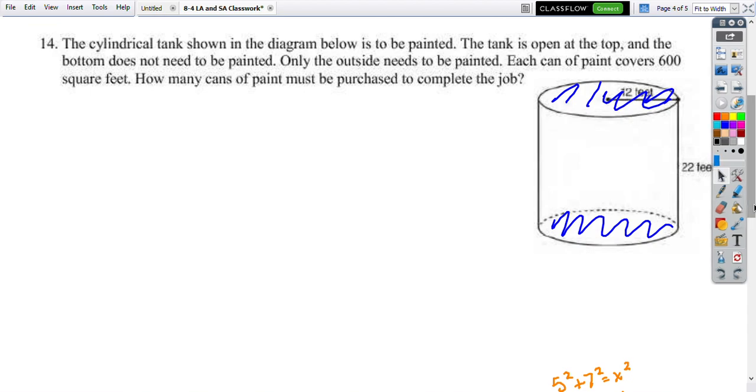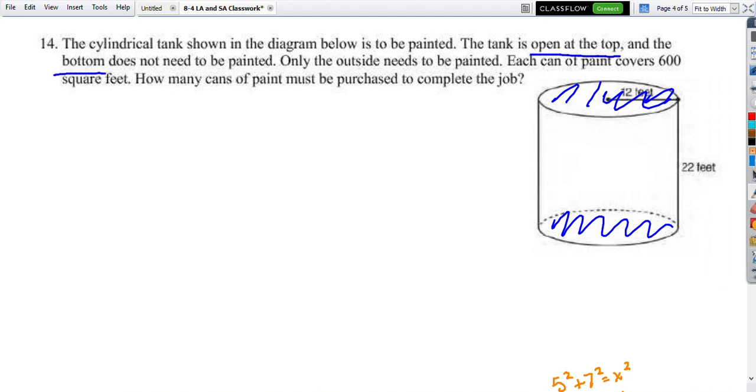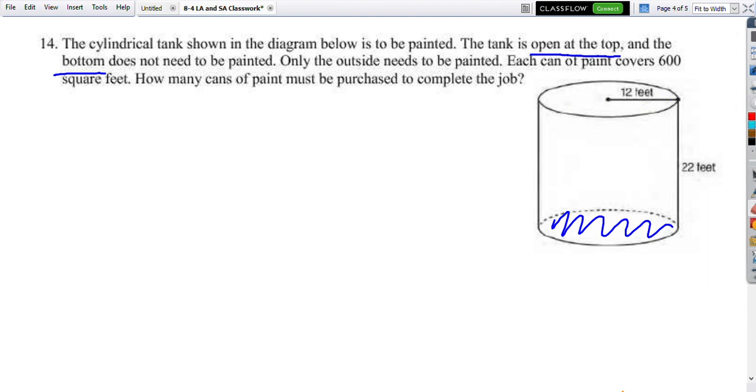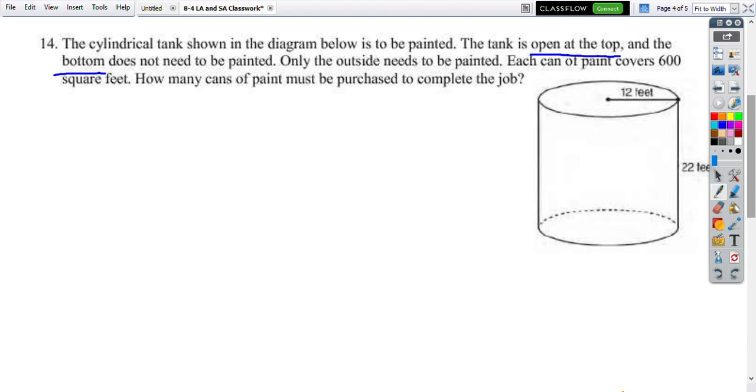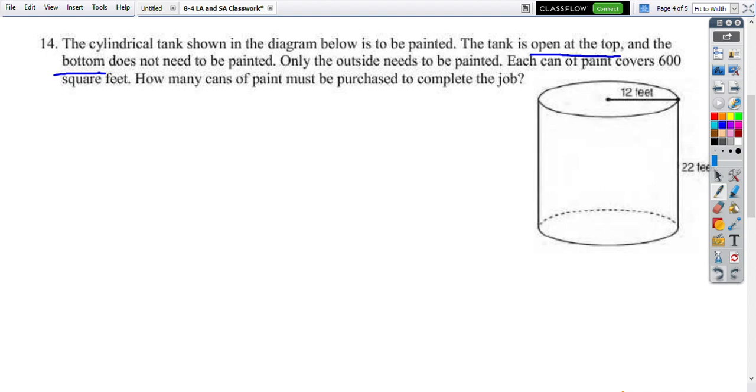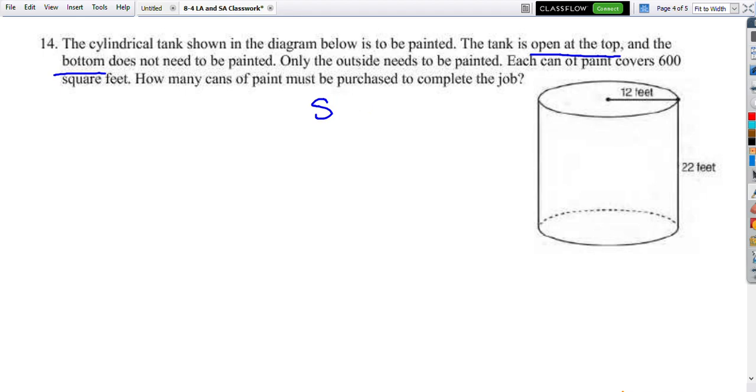Okay. Cylindrical tank below needs to be painted. The tank is open at the top and the bottom. Does not need to be painted. So we're only going to paint just the sides of this thing, just the lateral part of this, right? We're only going to paint this part over here around the sides. So the painted piece is actually just the surface area. That includes the top and the bottom, right? So it's just the lateral area.